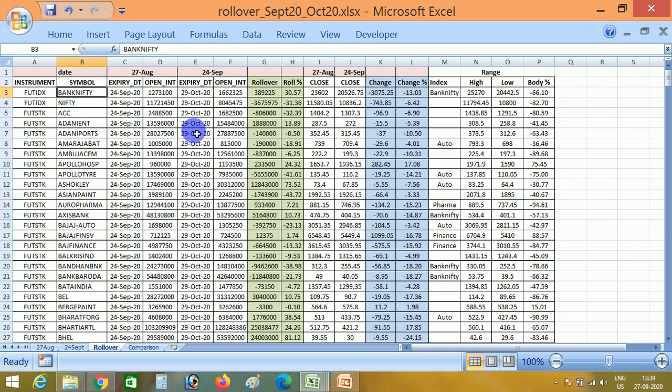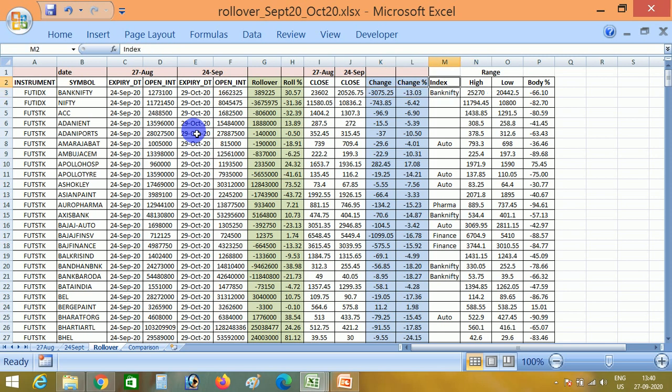This sheet is available in the description box of the video as well, so you can download the sheet from there. Further, we'll check what the other data in the sheet are. We have the closing price on 27th August for the 24th September expiry, we have 24th September, and we have the closing price of the 29th October expiry. So we have compared the prices on a close to close basis.